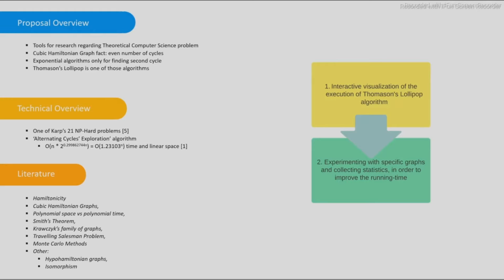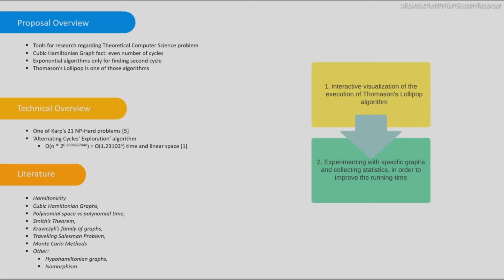So what I want to do is to create tools for research regarding a theoretical computer science problem, which produces the cubic Hamiltonian graph. And this graph always has an even number of cycles. There are only exponential algorithms for finding the second cycle, and Thomason's algorithm is one of those. It's one of the PPA and P-hard problems, and by my supervisors who made the alternating cycles exploration algorithm, I've been inspired to make my own algorithm and see if I can improve it.